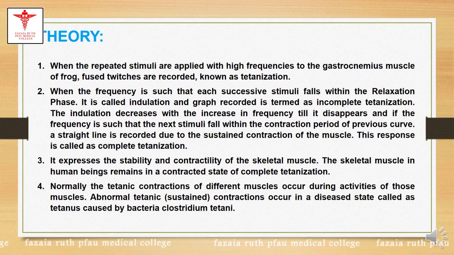The skeletal muscle in human beings remains in the state of complete tetanization. Normally, the tetanic contraction of different muscles occurs during the activities of those muscles. Abnormal tetanic sustained contraction occurs in a diseased state called tetanus, which is caused by the bacterium Clostridium tetani.